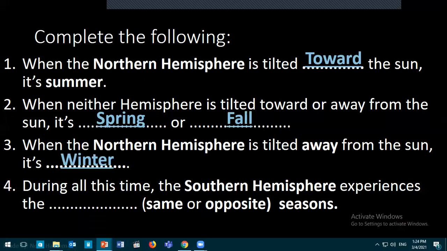Oh, you just answered it already. I'm so sorry. You can read the sentence. During all this time, the southern hemisphere experienced the same or opposite seasons. Yes, so it's going to be opposite seasons. So if the northern is having winter, the southern will have the opposite season, which is summer. If the northern hemisphere is having spring, the southern will have the opposite season, which is autumn. This is what it means by that.